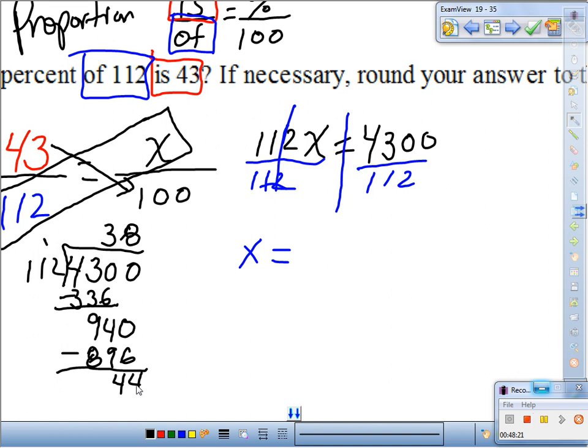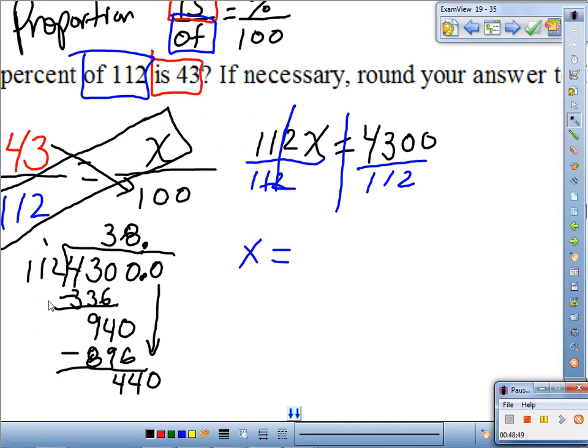44. Man, Thomas, what a calculator. Add a decimal, 0, bring down a 0, that's 440, divided by 112. How many times does 112 fit in there? Well, let's see, 3 times was 336. 4 times would be 448. Oh, give me a second. Hold on, guys.